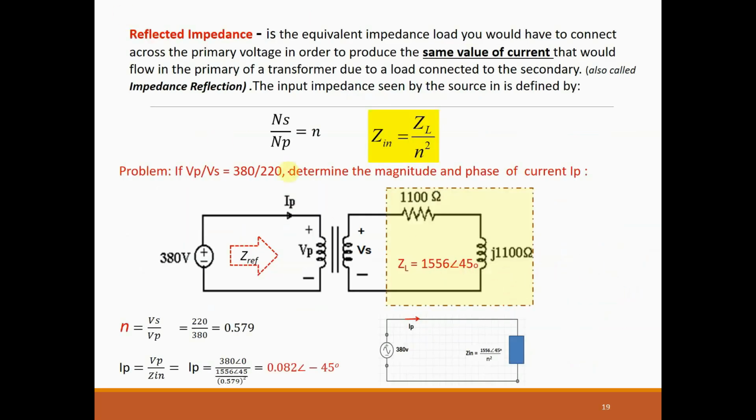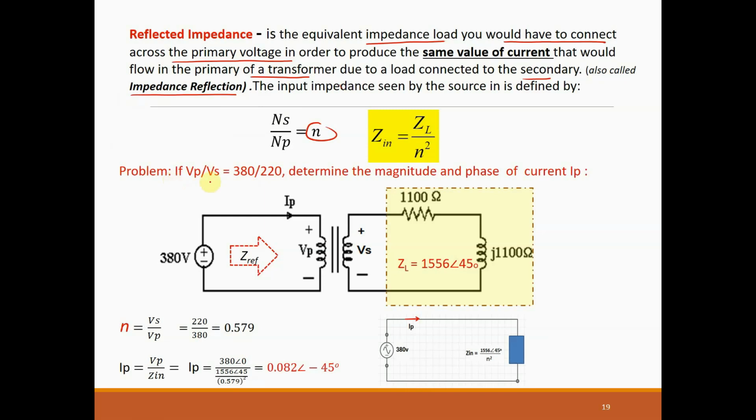So now, this can be applied in the reflected impedance. The importance of the turn ratio is in the reflected impedance. What is reflected impedance? It is the equivalent impedance load you would have to connect across the primary voltage in order to produce the same value of current that would flow in the primary of the transformer due to the load connected to the secondary, also called impedance reflection. So how do we apply impedance reflection? As simple as this. Guys, listen.